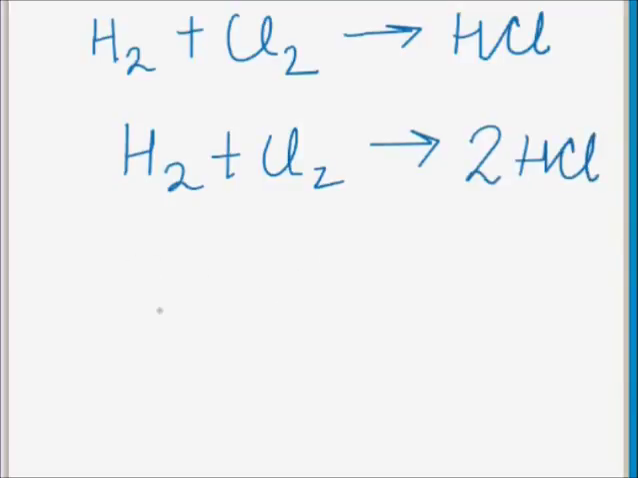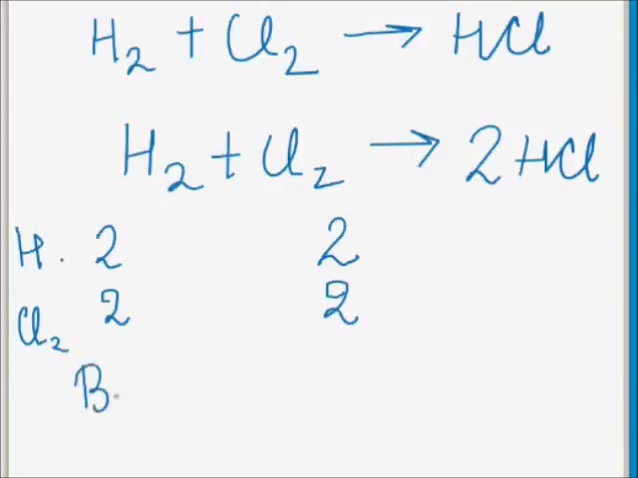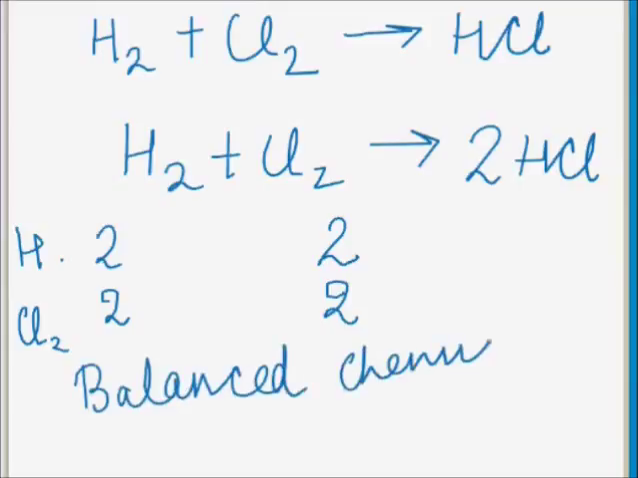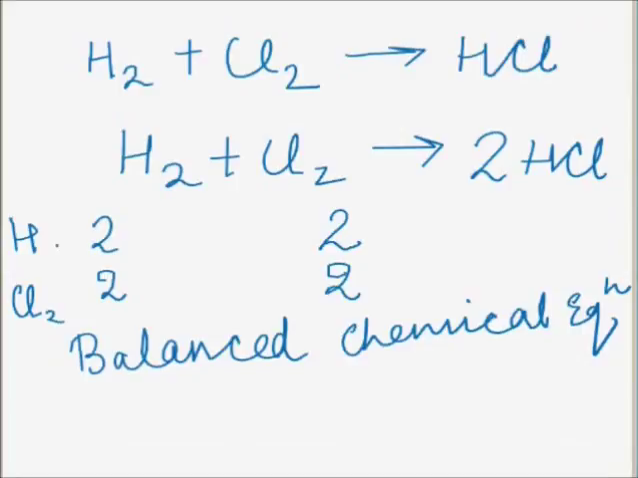So we can see that there are 2 hydrogen atoms on reactant side, and on product side there are 2 hydrogen atoms. Now counting the number of chlorine atoms, 2 chlorine atoms on reactant side and 2 chlorine atoms on the product side. So this is a balanced chemical equation. Now let us take another example.